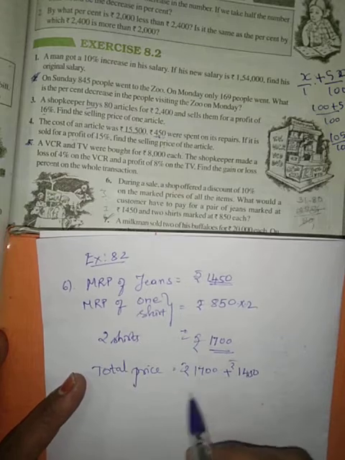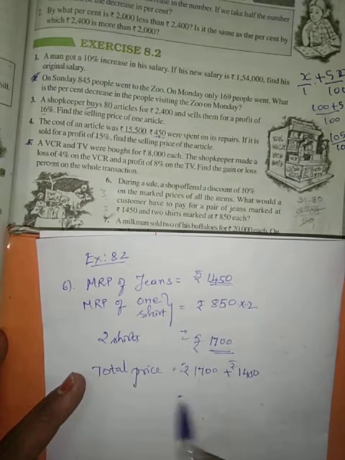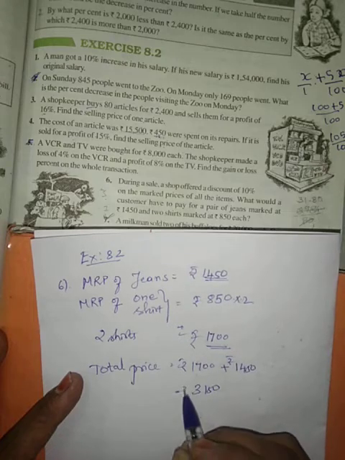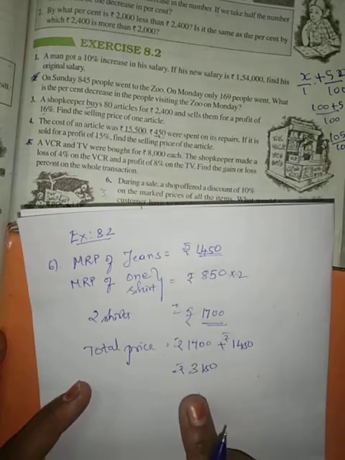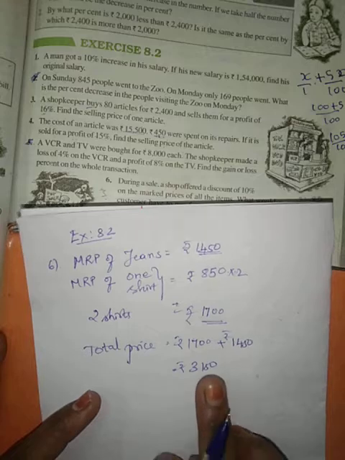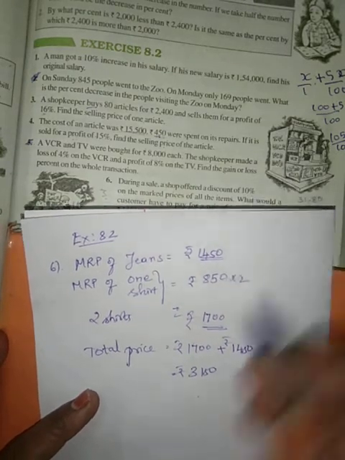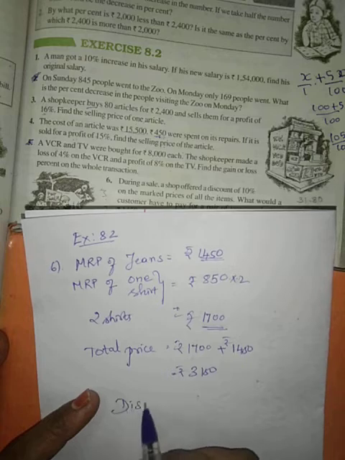So if I add, what will be the answer? Add both the numbers and you will get 3150. So the customer has to pay rupees 3150. In this, the shopkeeper is offering a discount of 10%. So the offered discount amount is 10%, but we want to know the discount amount.